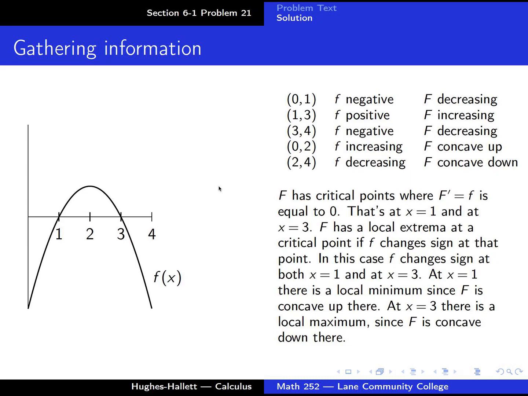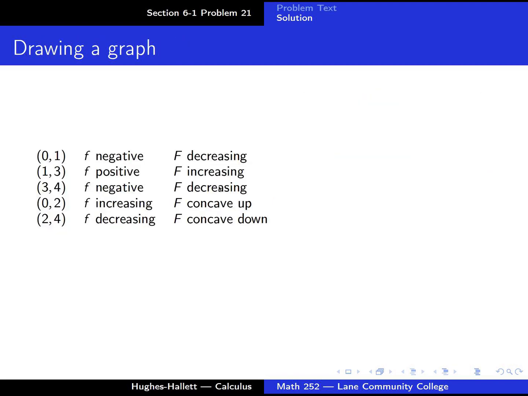So now we're going to take that information, put it together, and get ourselves a graph. I've condensed the information we had a second ago here, so it's in front of us. We know where our function capital F is decreasing, we know where it's increasing, we know where it's concave up, we know where it's concave down, and we know where to find a local max and a local min.